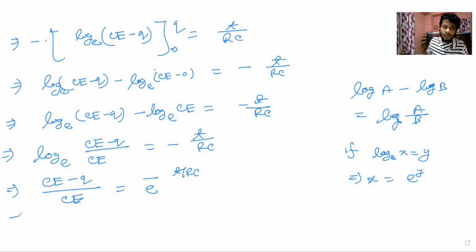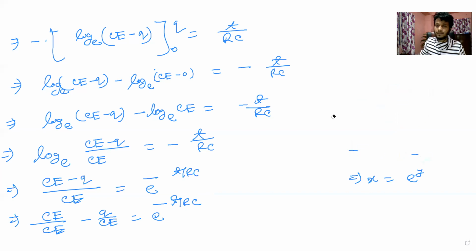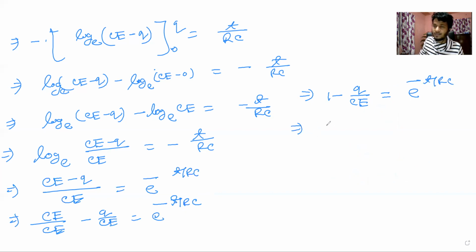Okay, then we can further simplify it. C by c minus q by c equals to what? E to the power minus t upon rc, isn't it? Okay, then we can write 1 minus q by ce equals to what? E to the power minus t upon rc, right? And this could be written as, okay, q by ce equals to 1 minus e to the power minus t by rc, right?